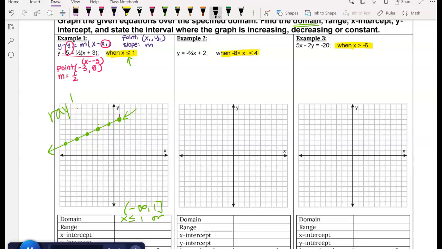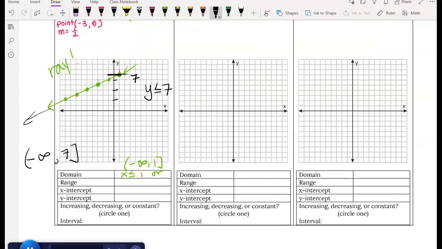Now the range is all values of y, okay? Now y, because this is going downward, that means at some point it's going to hit negative infinity below. And this right here, according to my scaling, is 2, 4, 6, 7. So this is 7. So we can say that y is less than or equal to 7, or we can write it in interval notation from negative infinity to 7 and bracket. We will write both here. Y is less than or equal to 7, or negative infinity to 7 and bracket.